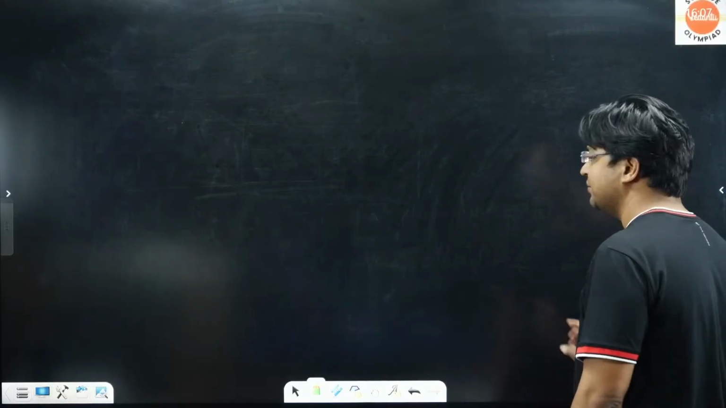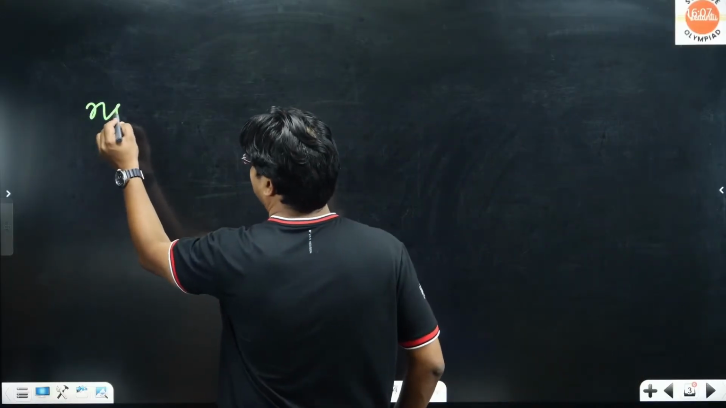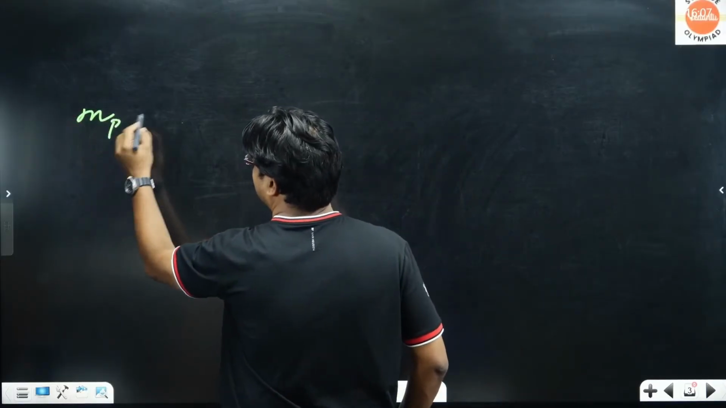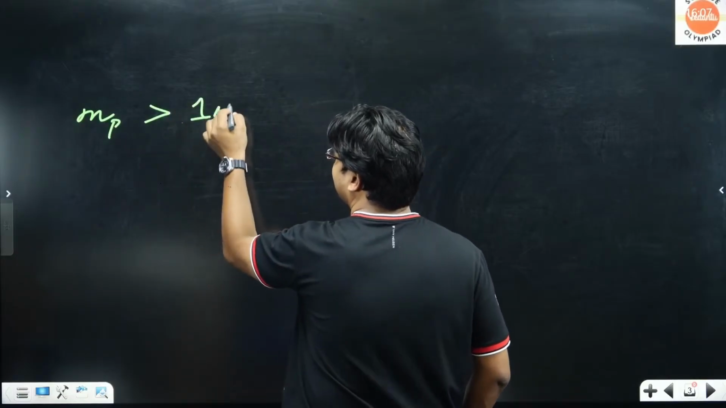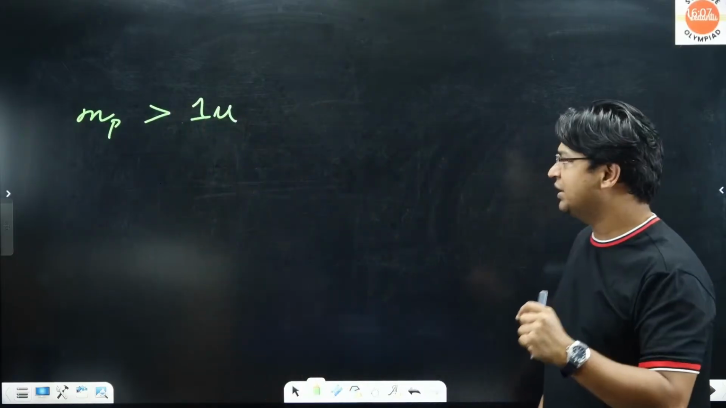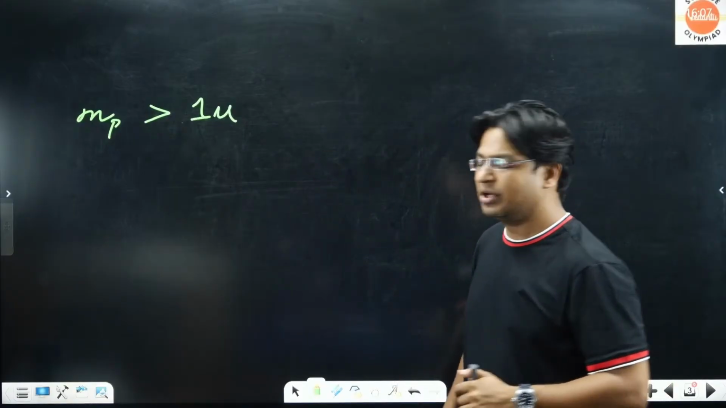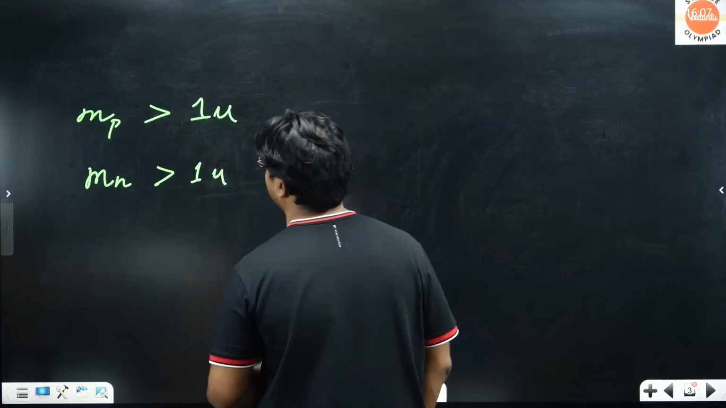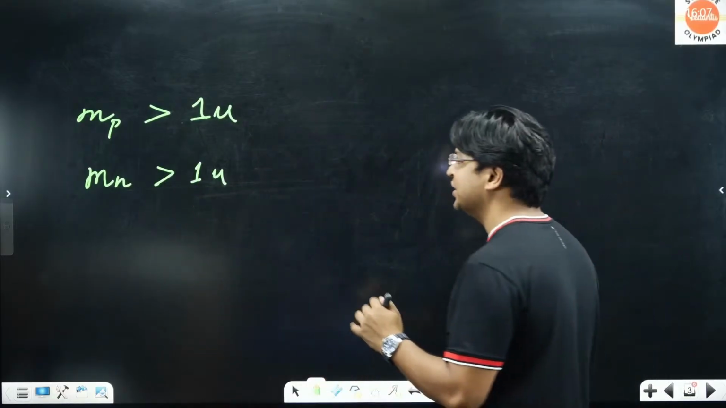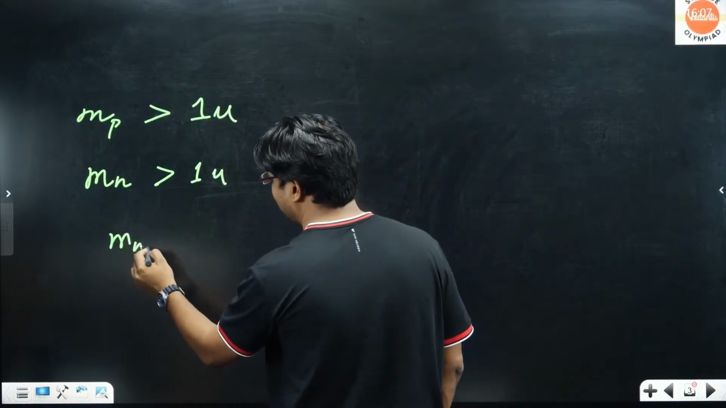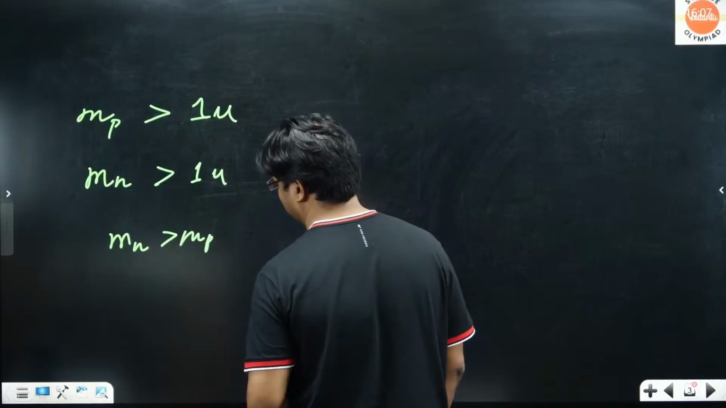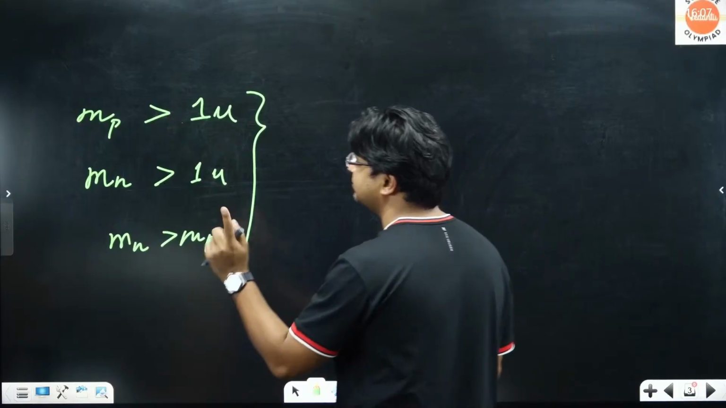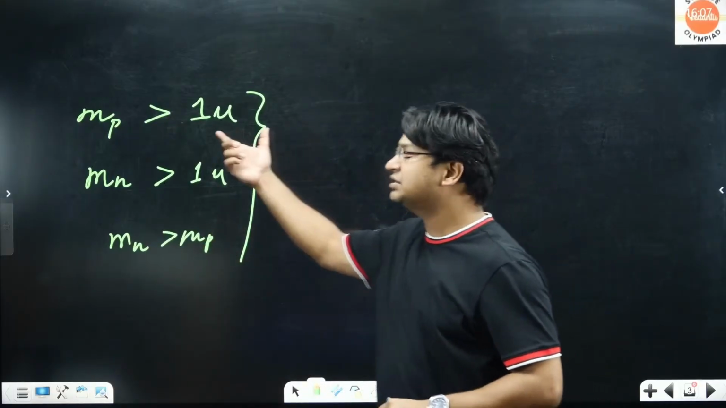Now apart from this, what we would be needing is the mass of a proton. The mass of a proton is slightly more than 1 AMU. This is what you have to remember. 1 AMU is also represented as mu. The mass of a neutron is also slightly more than 1 AMU, and the mass of a neutron is greater than the mass of a proton. I want you to remember that the mass of proton and the mass of neutron are more than 1 AMU, but the difference is not too much.